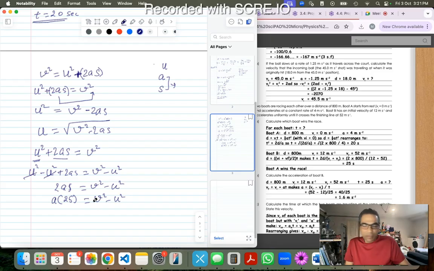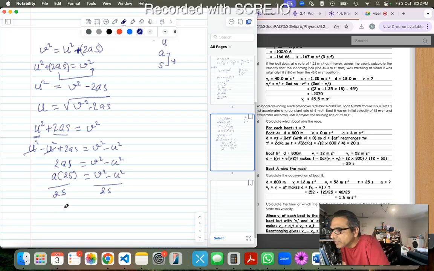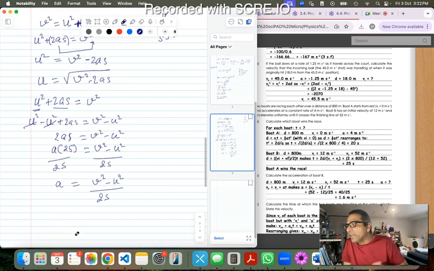So what do we divide with? Correct. Divide by 2s this side, divide by 2s this side. So this will give us a equals v square minus u square over 2s. In the same way, if it is s, then s equals v square minus u square over 2a. All right.